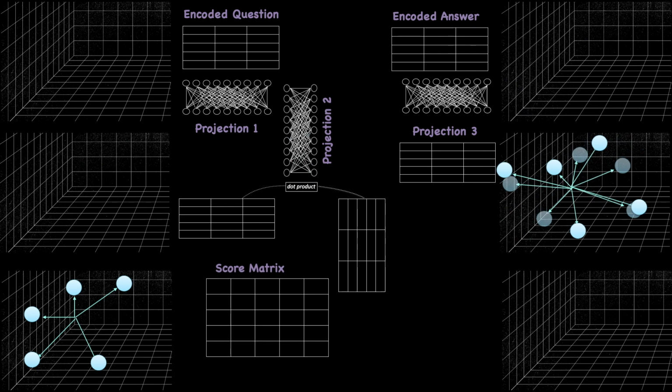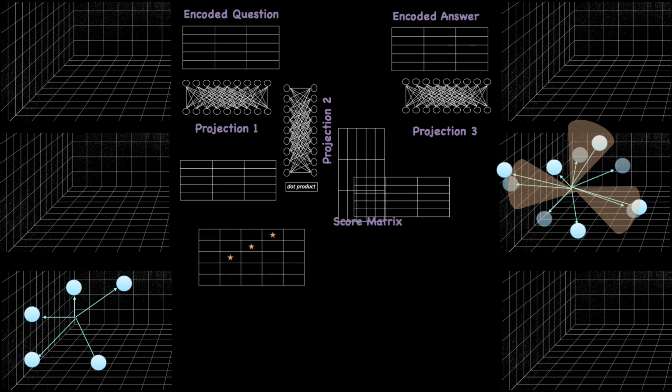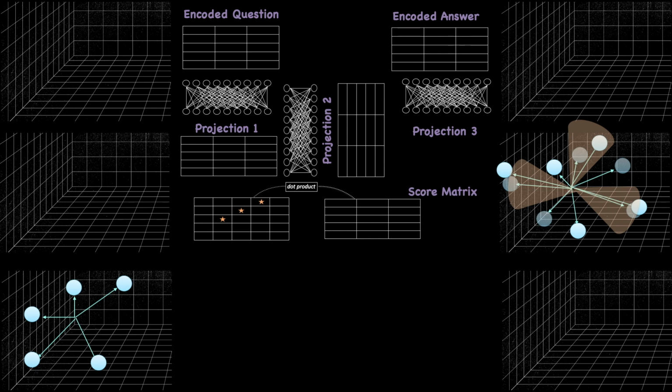The score matrix estimates potential correlations between the words of the question and words of the answer. Here we estimate high correlations between the words how and fine, between the words are and am, and between the words I and you. Again, we apply normalization and softmax. We dot product the score matrix in the third projection, which is the second question projection.